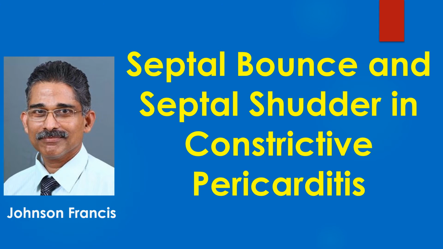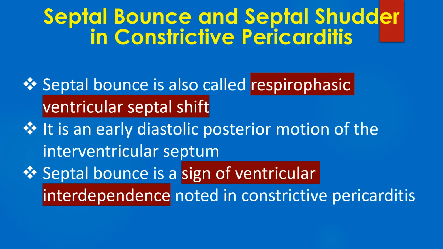Septal bounce and septal shudder are abnormal movements of the ventricular septum described in constrictive pericarditis. Septal bounce is also called respirophasic ventricular septal shift. It is an early diastolic posterior motion of the interventricular septum. Septal bounce is a sign of ventricular interdependence noted in constrictive pericarditis.